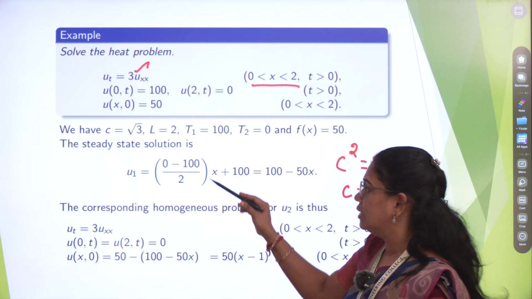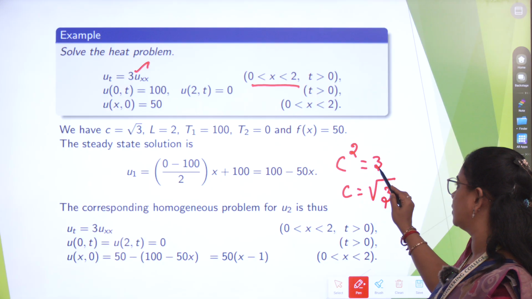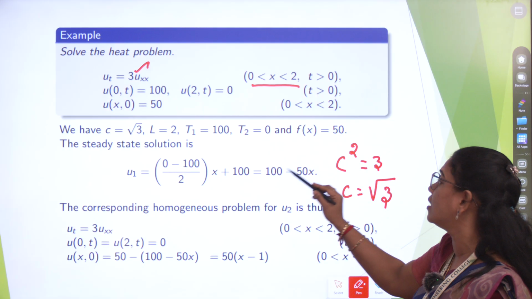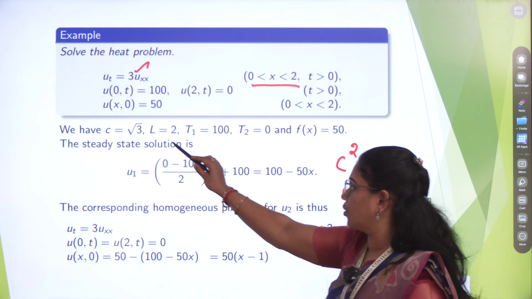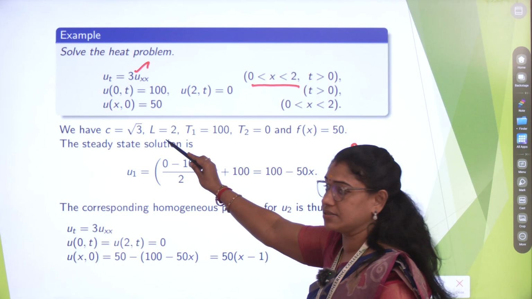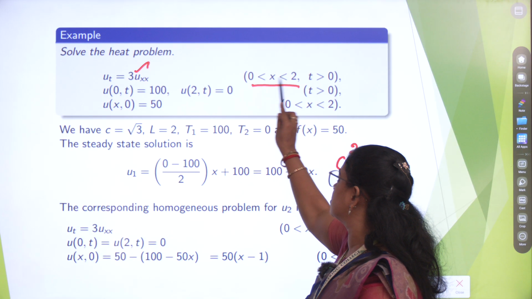So we have c equal to root 3, so c square equal to 3. The c square is the thermal diffusivity. Here c square equals 3, so we get c equal to root 3. Next, L is the last interval, L equal to 2, so x varies from 0 to 2.